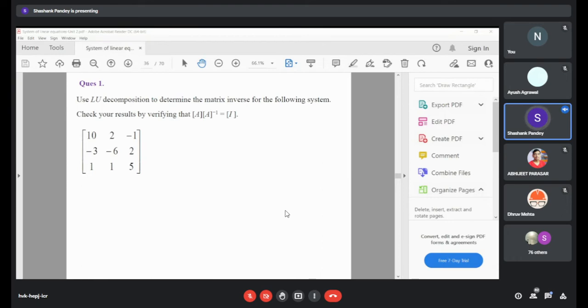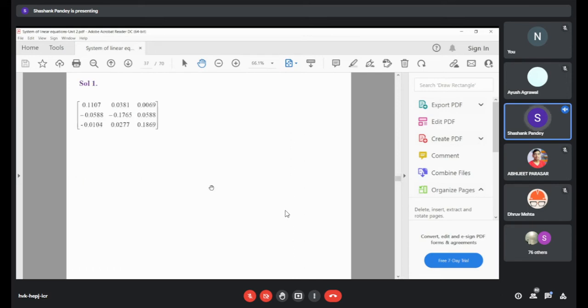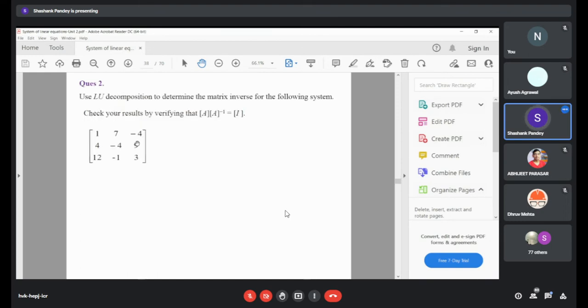There is one more problem, and this is the inverse for this matrix, and this is the answer for this inverse. You may also check on your own, it should be an identity matrix. The next question is this. This is also an assignment for you. Try it on your own. Next class we will first take up these two problems, because some of you may take more time to solve them. Then we will proceed further in this topic.